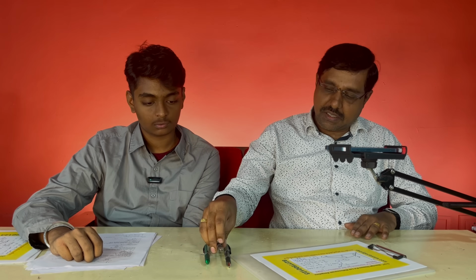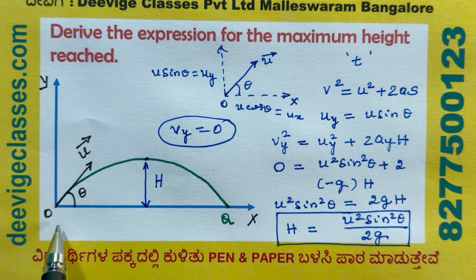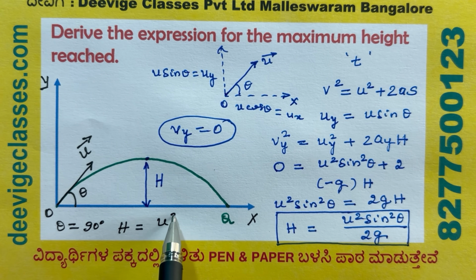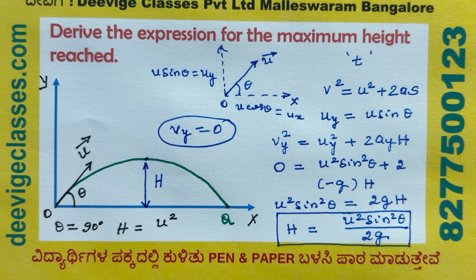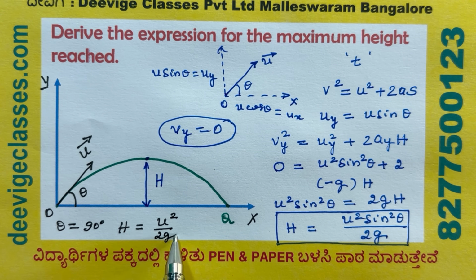Now observe the physics here. If theta is equal to 90 degrees, what is the value of sin 90? It is 1. In this equation, if theta is equal to 90 degrees, then the maximum height is u square into sin square theta, that is 1 square, which is 1, then divided by 2g.